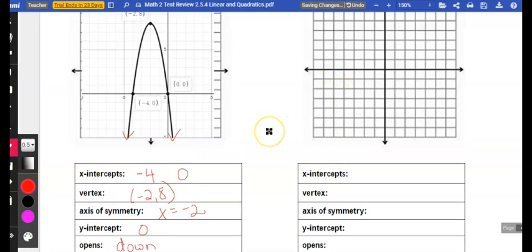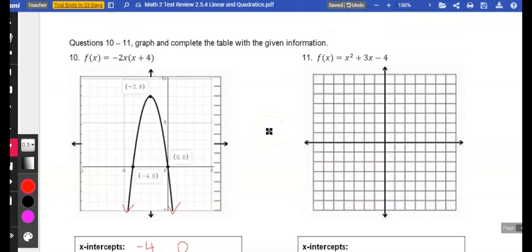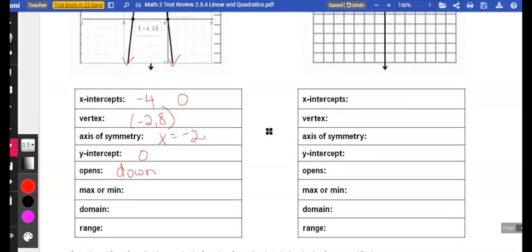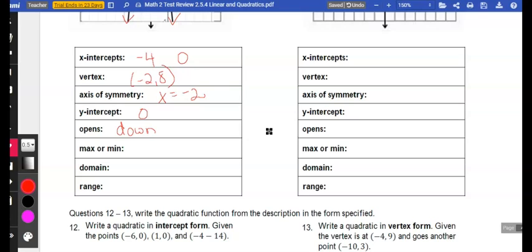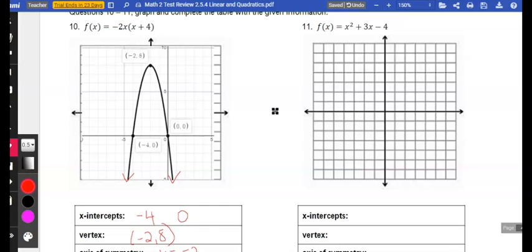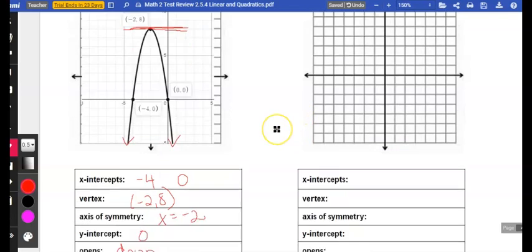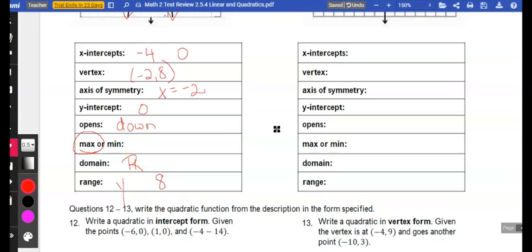And if we look back up here, it was a -2. So we know it opens down. Maximum or minimum, it has a maximum. And you can just circle that. The domain on all parabolas is all real numbers, and the range is going to match the y value. So you're going to have y and an 8. Okay, so is it under the 8? Here's that 8 line right here, and the whole graph is underneath it, so that's less than. Sorry, less than or equal to.